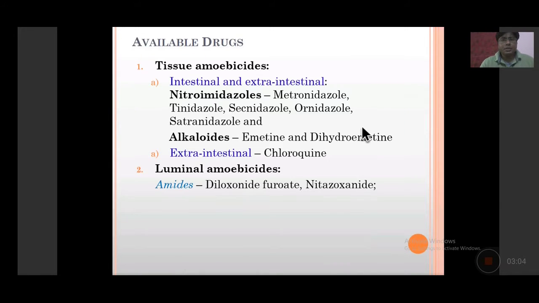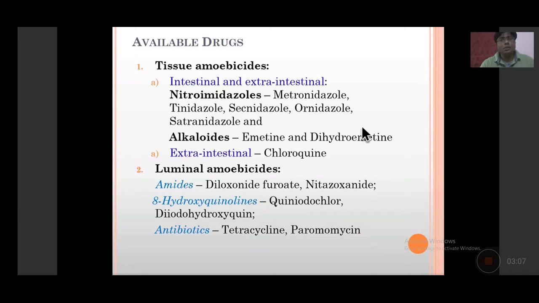So this is the classification of anti-amoebic drugs: tissue amoebicide, luminal amoebicide, and mixed. Tissue amoebicides are again divided into intestinal and extra-intestinal, while one is only extra-intestinal, like chloroquine. Chloroquine will not act on the trophozoites present in the intestinal wall, but it can act on the trophozoites present in the tissue, so we call it extra-intestinal. If you remember, I told you in the indications of chloroquine there was extra-intestinal amoebiasis also. So you need to remember all the other indications of chloroquine other than malaria. Chloroquine is useful in many other diseases, like extra-intestinal amoebiasis here.